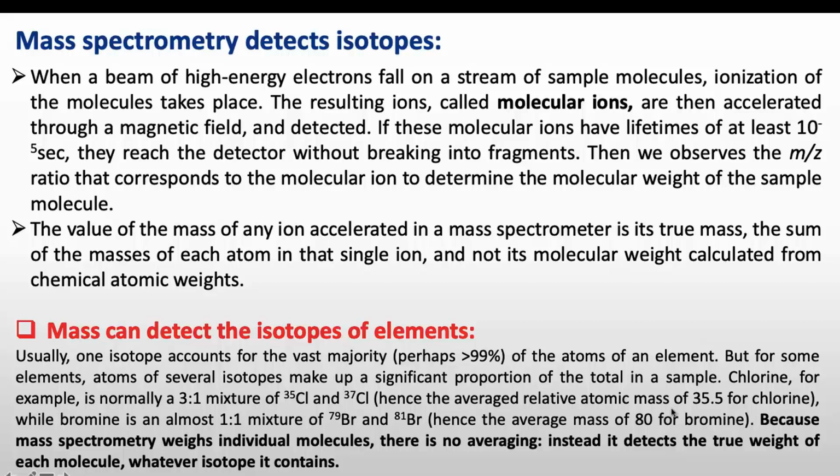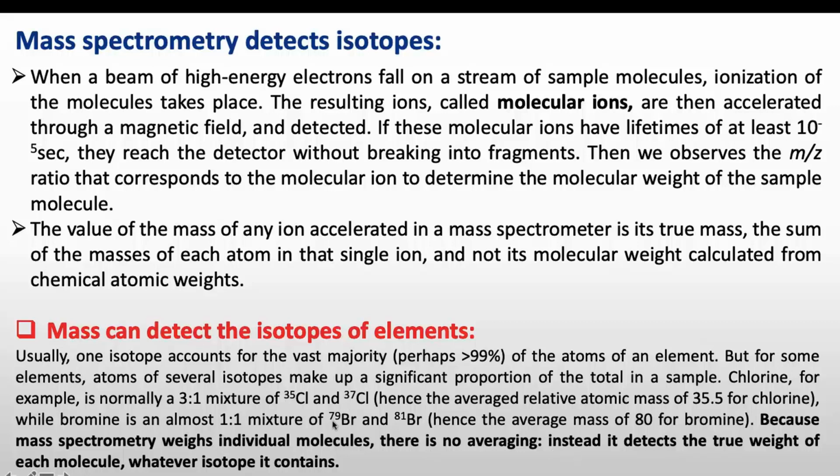For example, chlorine is normally a 3:1 mixture of 35Cl and 37Cl. Hence, the average relative atomic mass of chlorine is 35.5, while bromine is an almost 1:1 mixture of 79Br and 81Br. Hence, the average mass of bromine is 80. But because mass spectrometry weighs individual molecules, there is no averaging. Instead, it detects the true weight of each molecule.